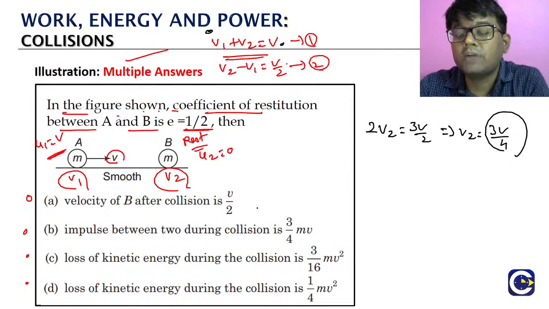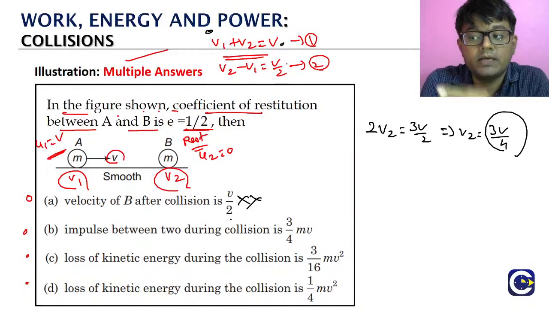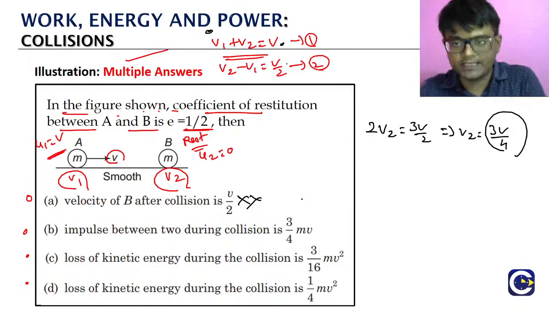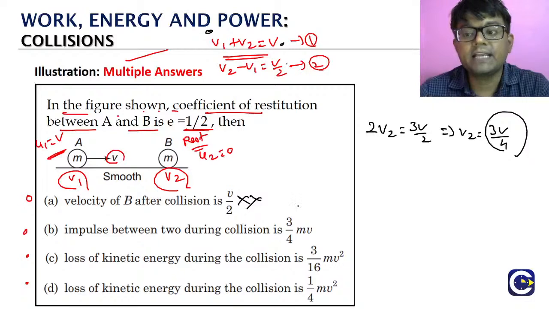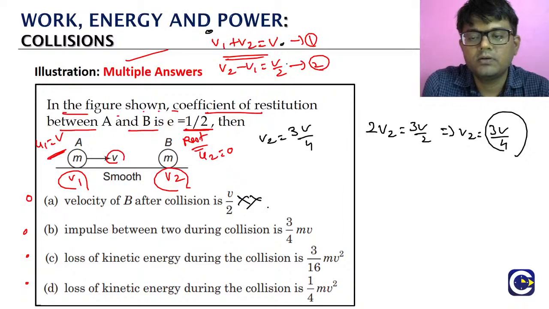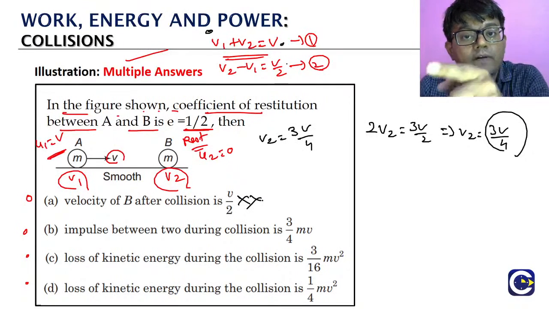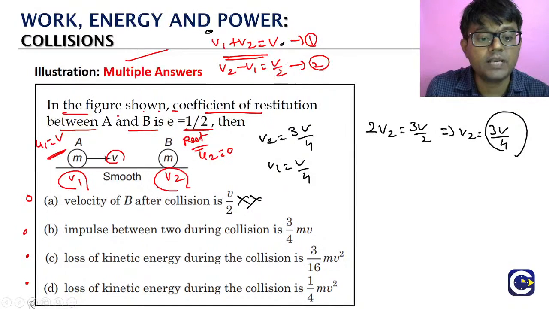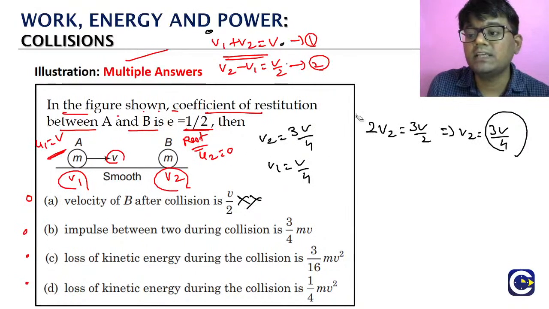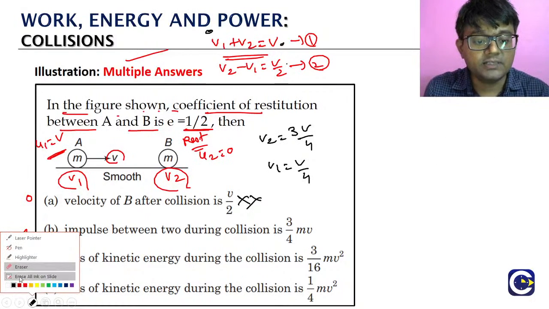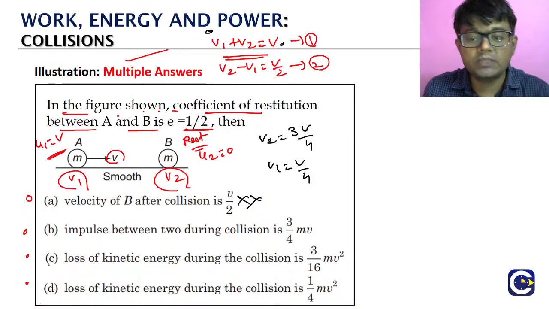So option A, what are they saying? Velocity of B after collision is v by 2. Is it correct? No, because v2, the velocity of B after collision, is coming as 3 times v by 4. What is v1 plus v2? v, which means v1 has to be v by 4. So now we are able to get the velocities of A and B after the collision. So the first statement we are able to conclude is incorrect.